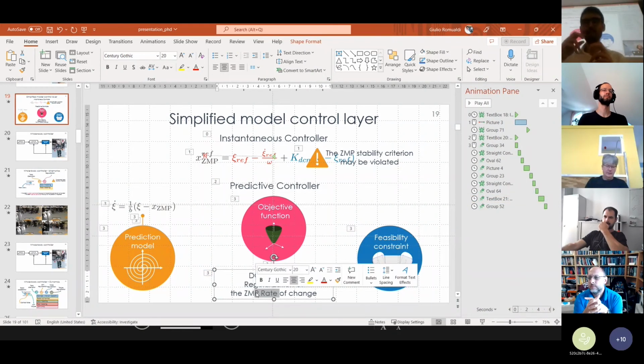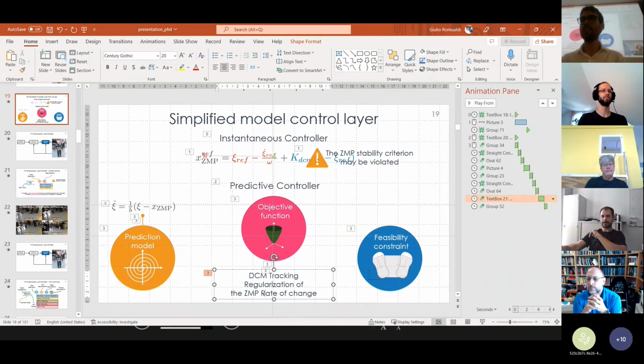I think the main problem here is the fact that tuning those kinds of tasks may not be simple. So a possibility is to also generate a desired ZMP trajectory and regularize the MPC along this trajectory instead of minimizing the rate of change of the ZMP. And this may help improve the overall performance. Good. Thank you very much.